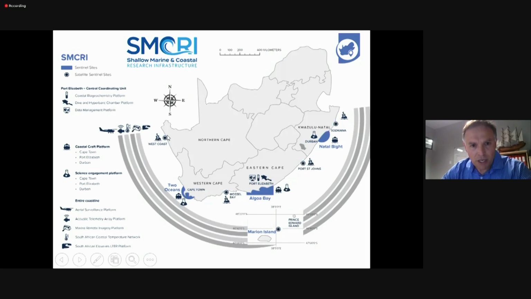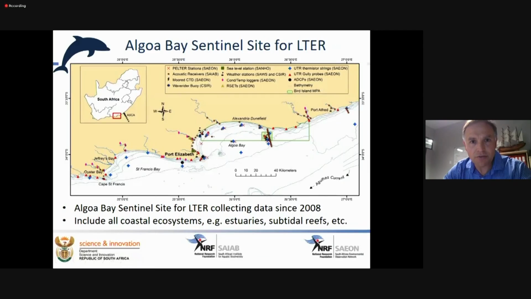Some of the sites on the west coast on the Atlantic seaboard include a satellite site, as well as the 2 ocean sentinel sites around Cape Town, as well as a sentinel site in the sub-Antarctic in the Southern Ocean on Marion Island. All these sites are intensively instrumented, but there's also quite a few research platforms that cover the entire coastline, and I'll briefly go through each of those.